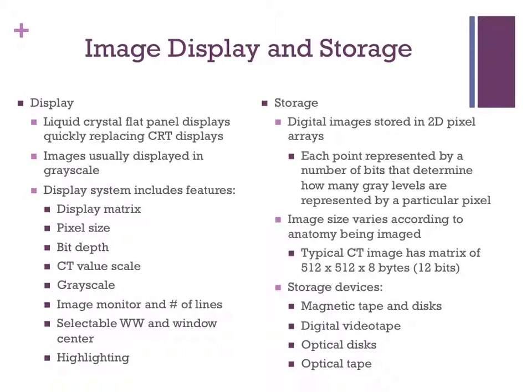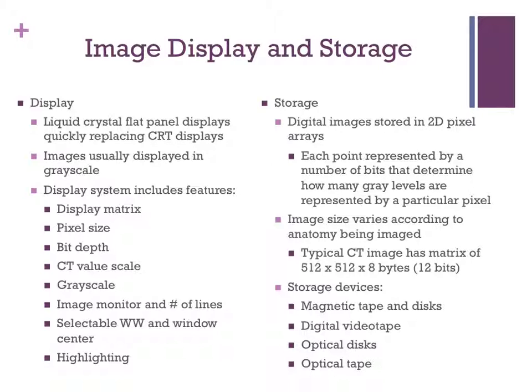On to display and storage for CT. Liquid crystal flat panel displays are quickly replacing cathode ray tube displays. Images are usually displayed in grayscale, however, there are some images displayed in color. The display system includes features such as the display matrix, the pixel size, bit depth, CT value scale, grayscale, image monitor and the number of lines, selectable window width and window center, and highlighting. All of these are specific to each manufacturer.